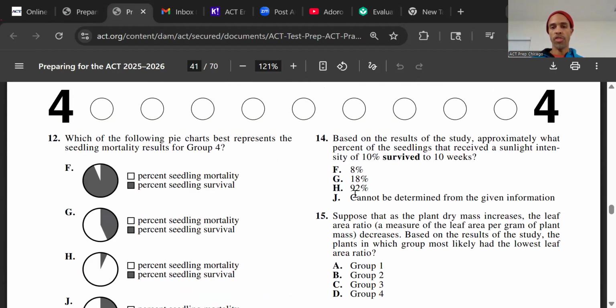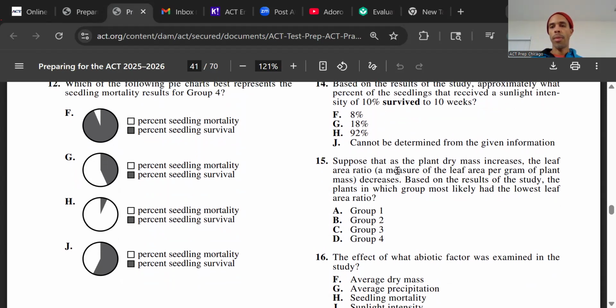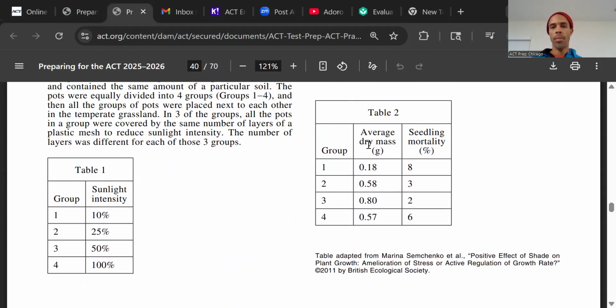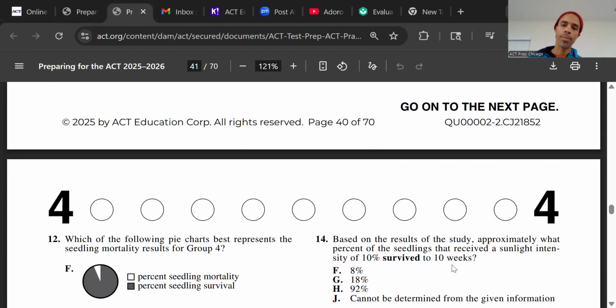That would be H. 15. Suppose that as the plant dry mass increases, the leaf area ratio, which measures leaf area per gram of plant, decreases. So they have an inverse relationship. As the plant dry mass increases, as it goes up, the area decreases. It's opposite.